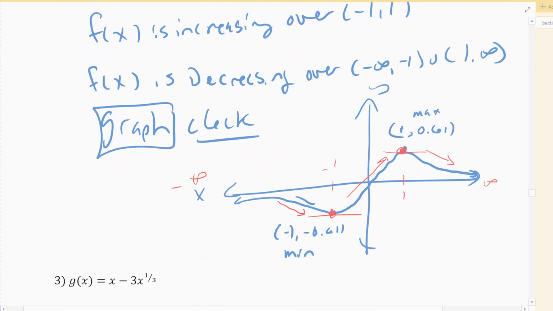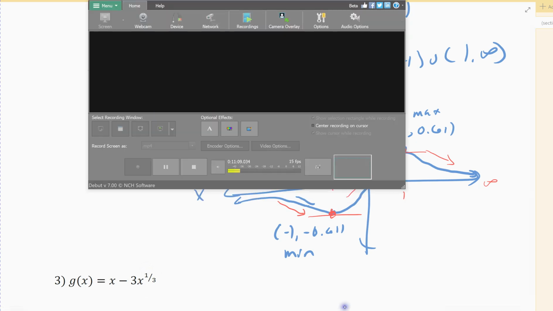All right, we'll stop there. We'll pick up the next one, which is a root example, which means I'm probably going to have corners in that case in my next video.